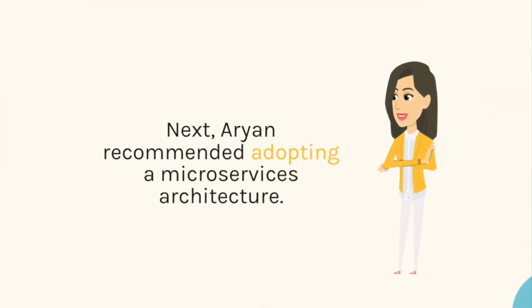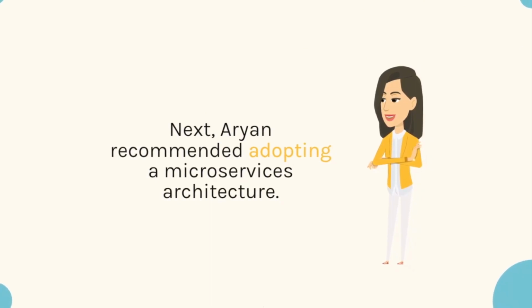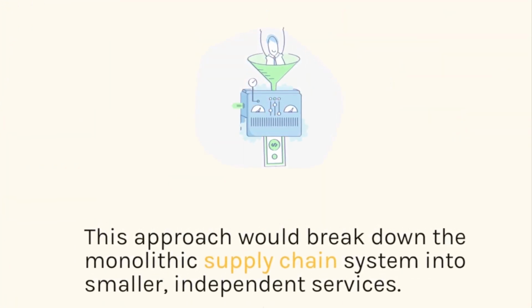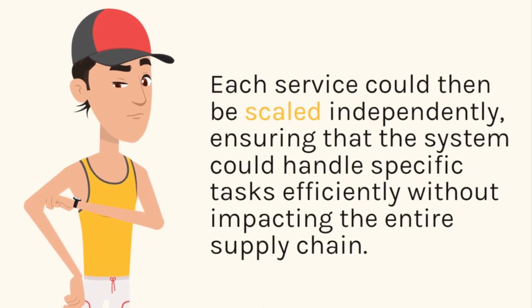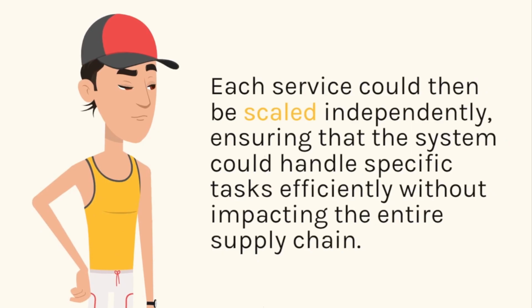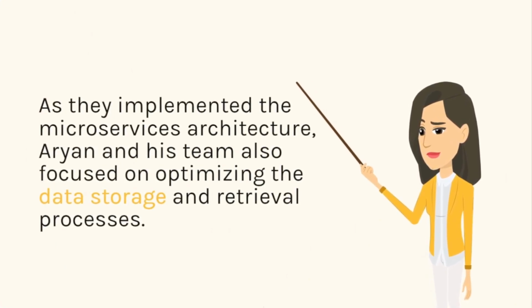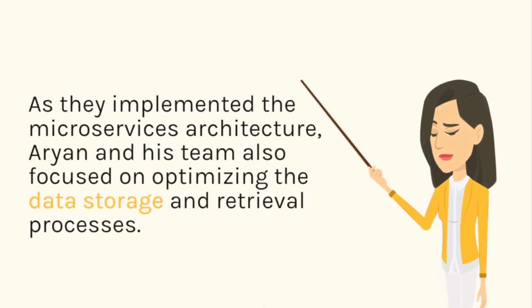Next, Aryan recommended adopting a microservices architecture. This approach would break down the monolithic supply chain system into smaller, independent services. Each service could then be scaled independently, ensuring that the system could handle specific tasks efficiently without impacting the entire supply chain. As they implemented the microservices architecture, Aryan and his team also focused on optimizing the data storage and retrieval processes.